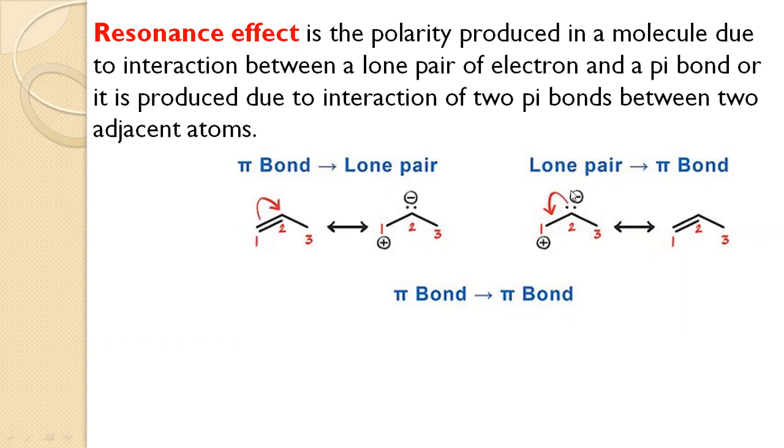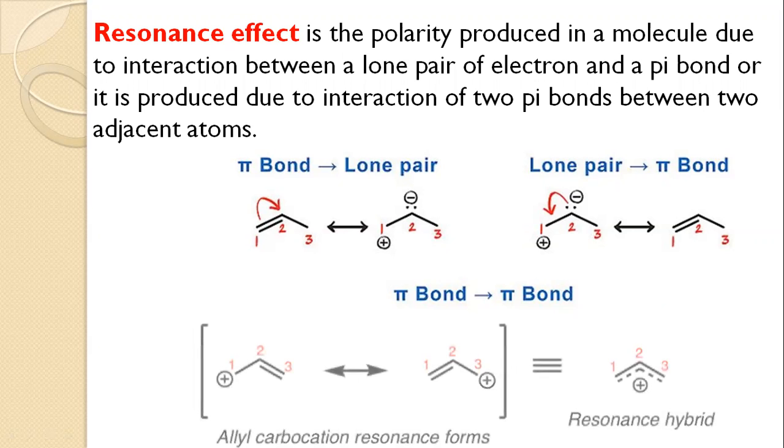Due to that, carbon number 1 gets the positive charge, and therefore the shifting of the negative charge creates again the double bond. This is a pi bond between carbon number 1 and 2. So this is the delocalization of the pi bond, and it is produced due to the interaction between the pi bond between the two adjacent atoms.